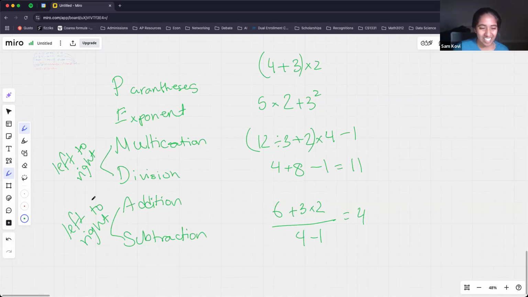Okay, awesome. All right, let's do a couple of trickier ones. Or actually, what can we do? Okay, yeah, we can do 2 plus 3 times 4. What is that equal to?